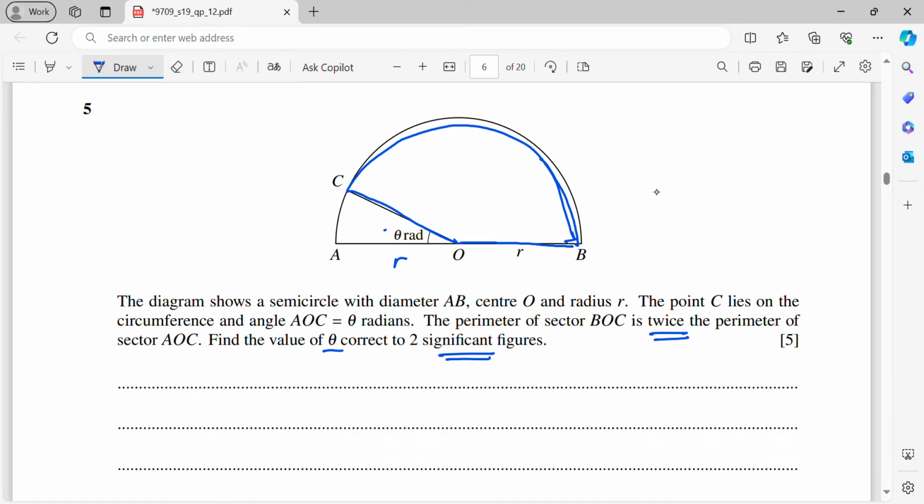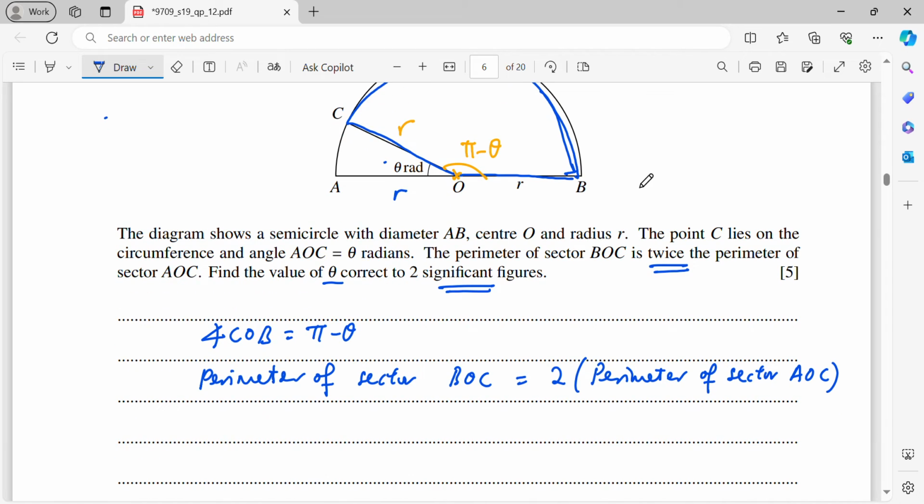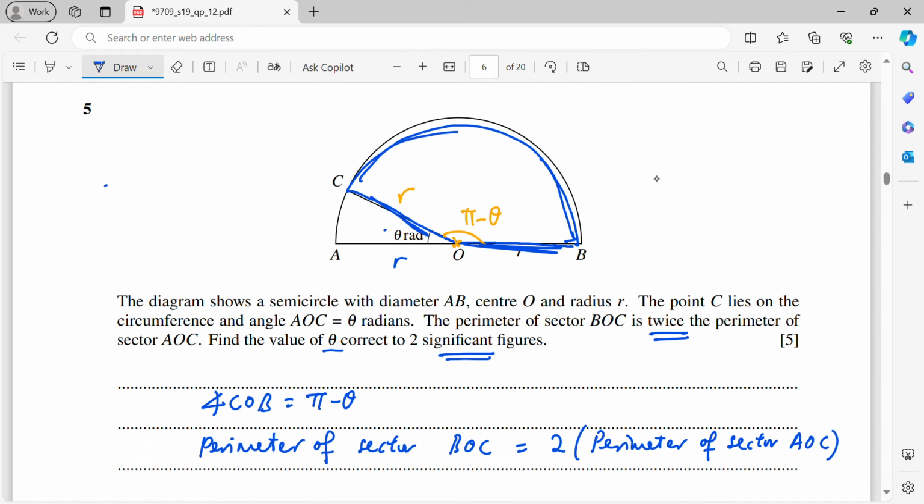So now from here, I know that angle AOC is theta. So angle COB will be pi minus theta, because one straight line is pi. And since O is the center, OC is also radius R. Now the perimeter of sector BOC is twice the perimeter of sector AOC. For your information, the perimeter is OB plus OC plus the arc length. Let's say this is the sector. Here is theta, this is R. This arc length formula is theta R.